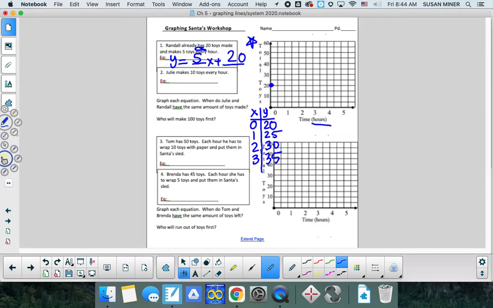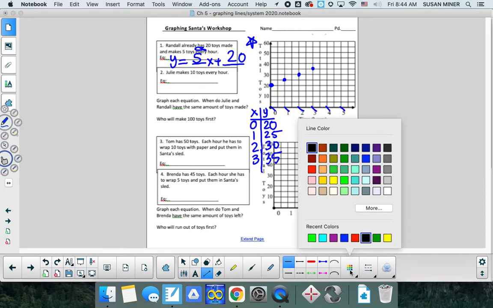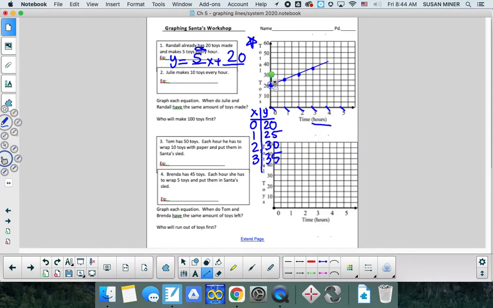X is 0, Y is 20, X is 1. And these are just ever so slightly off your graph here. Sorry, it's not quite lined up the way that it should be. But this is going to be my 1. So at 1, I have 25 toys. At 2, I have 30 toys. At 3, I have 35 toys, and so on and so forth. And we can kind of see where this line is going. And I'm going to make this line blue. There we go. Okay. And now we can kind of see where that line's going. I'm going to erase this just so that it's not right in my way.